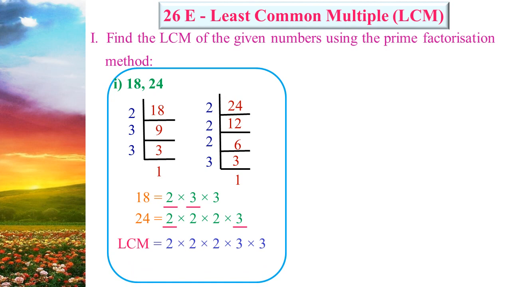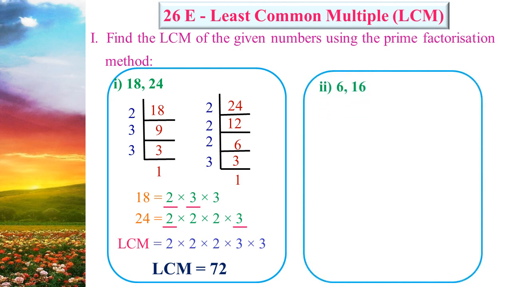Now first we take the common factors of 18 and 24, already underlined, 2 and 3. Then take all the other factors: 2 into 2 into 2 into 3 into 3. Now we multiply all the factors, 2 into 2 into 2 into 3 into 3. So we get 72. The LCM is 72.